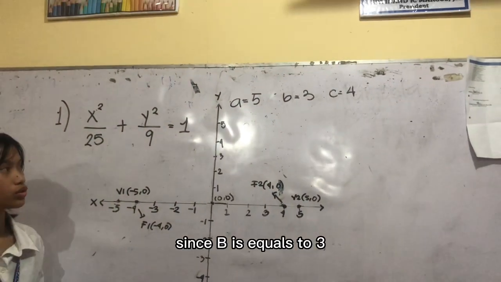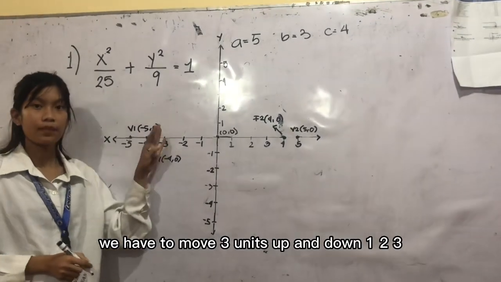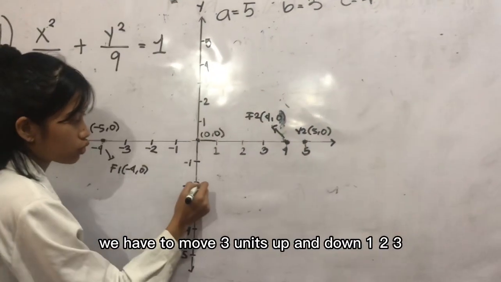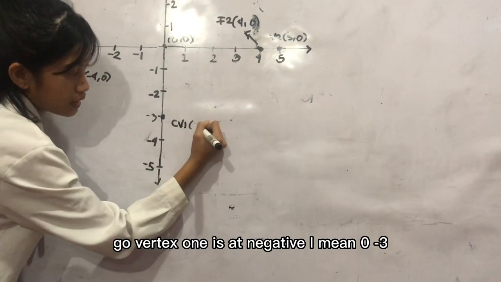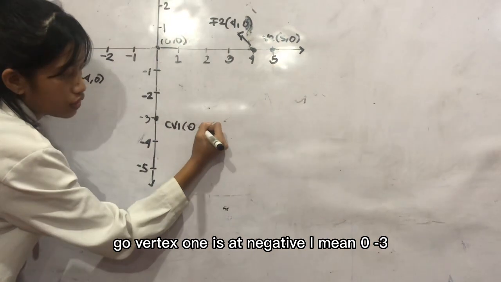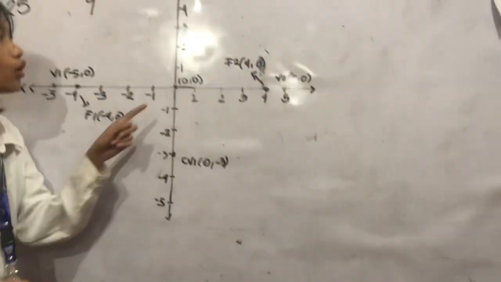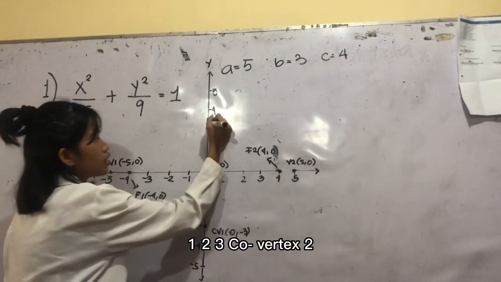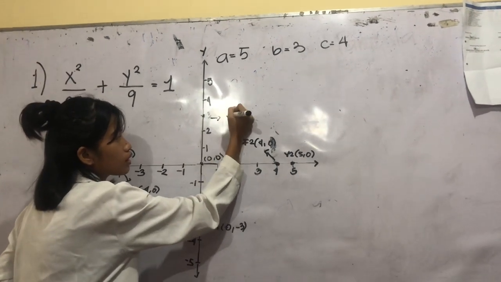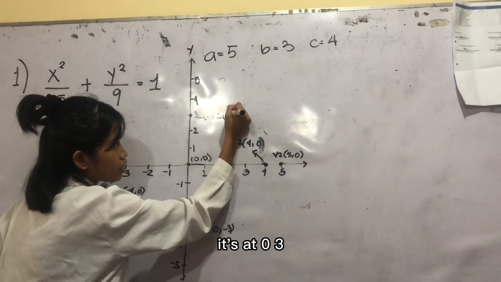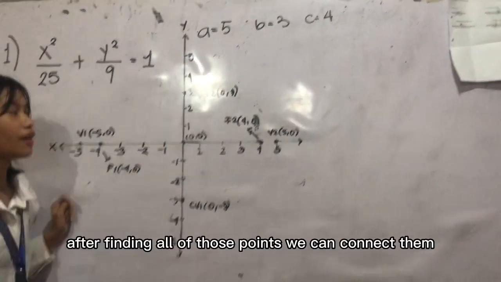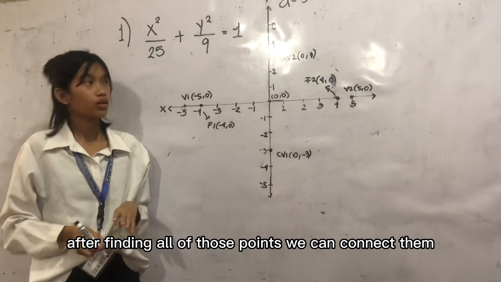Since b is equal to 3, we have to move 3 units up and down. 1, 2, 3. Co-vertex 1 is at 0, negative 3. 1, 2, 3. Co-vertex 2 is at 0, 3. After finding all of those points, we can connect them.